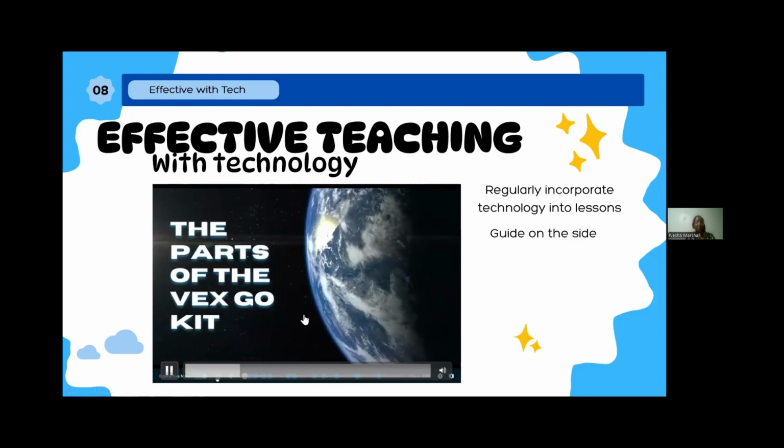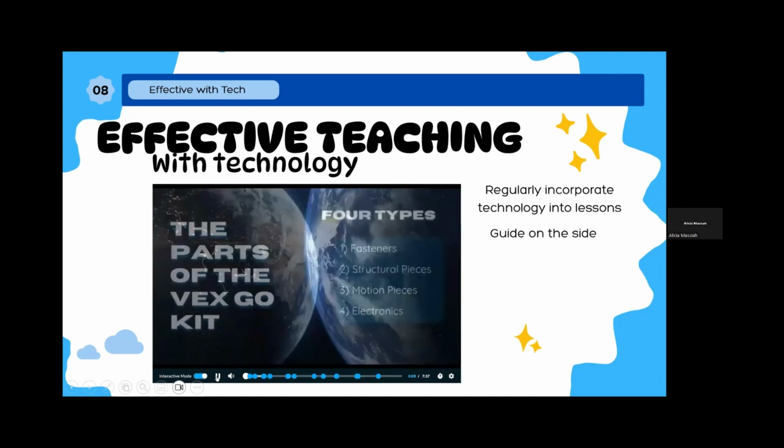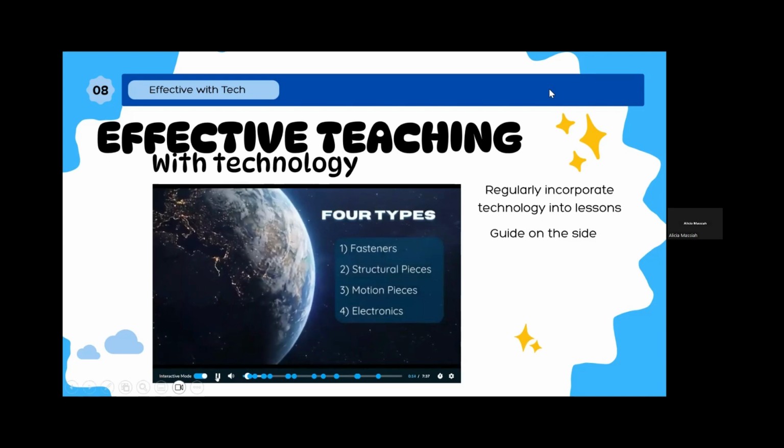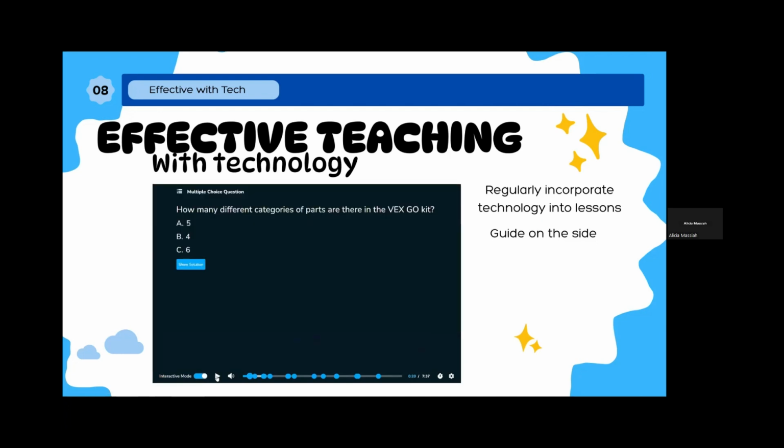The parts of the VexGo kit. There are 4 types of parts in the VexGo kit. These are 1. Fasteners, 2. Structural pieces, 3. Motion pieces, and 4. Electronics. Fasteners.